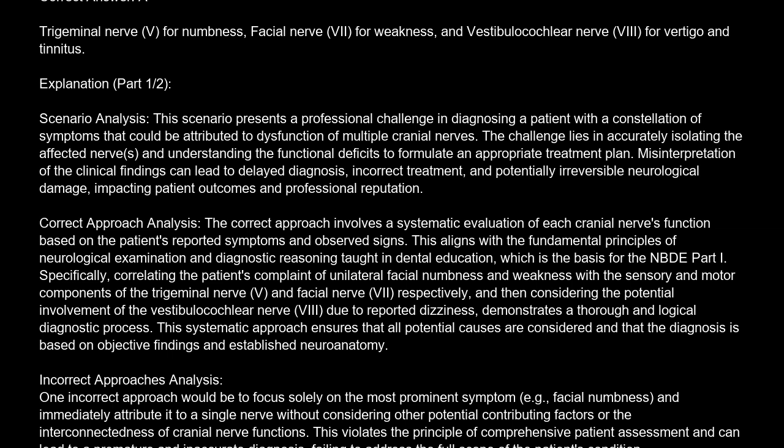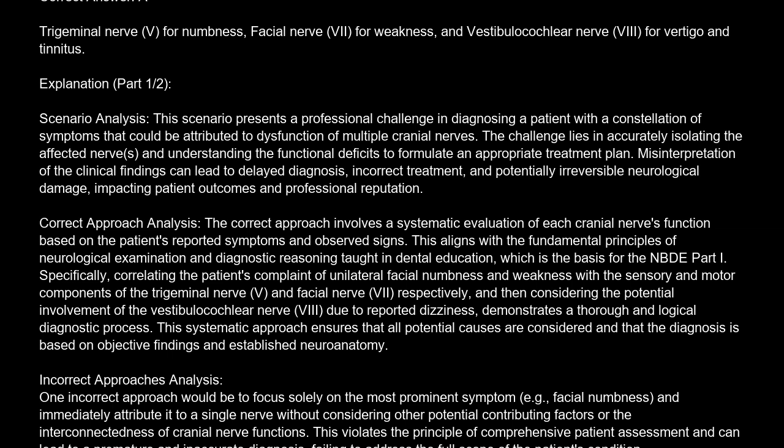Specifically, correlating the patient's complaint of unilateral facial numbness and weakness with the sensory and motor components of the trigeminal nerve V and facial nerve VII, respectively, and then considering the potential involvement of the vestibulocochlear nerve VIII due to reported dizziness, demonstrates a thorough and logical diagnostic process. This systematic approach ensures that all potential causes are considered and that the diagnosis is based on objective findings and established neuroanatomy. Incorrect approaches analysis.